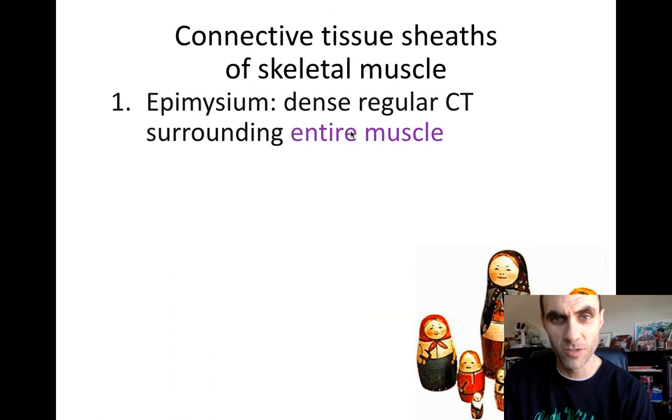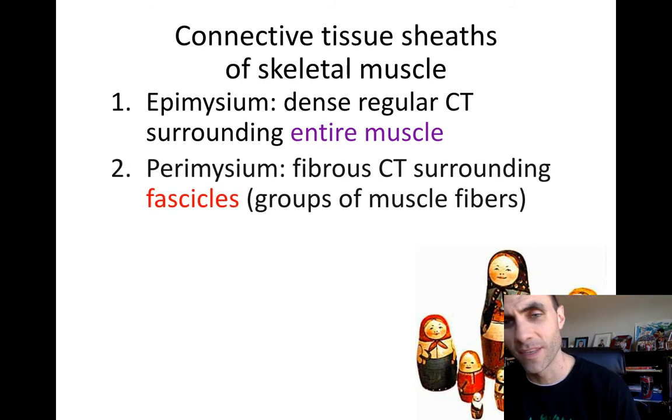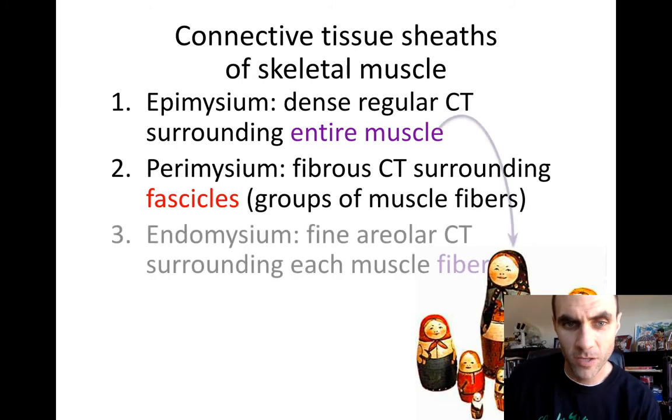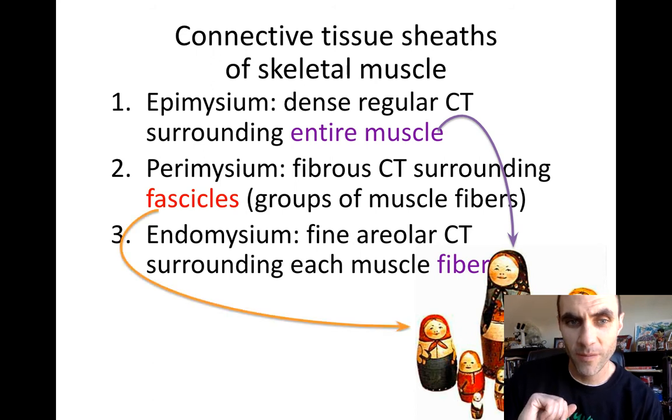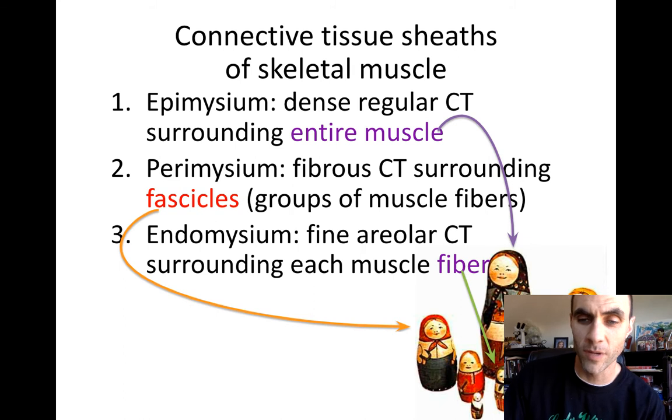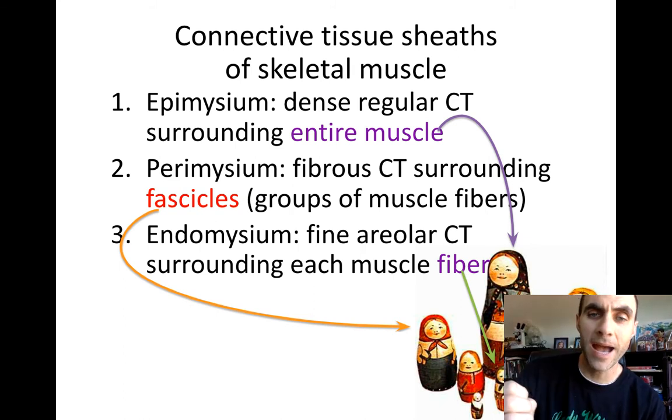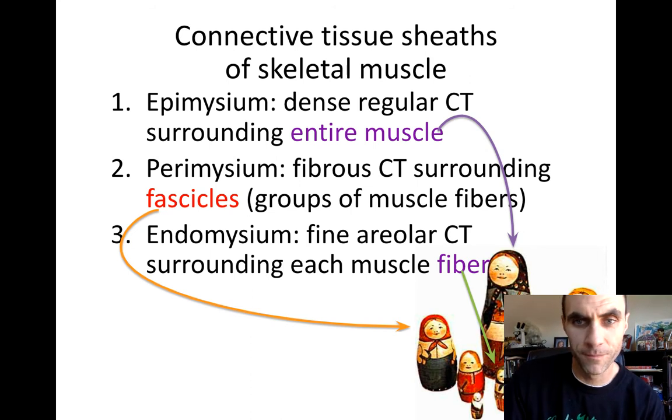Let's take a look. Oh, that's right, we'll do connective tissue sheaths of skeletal muscle. Don't spend too much time on this one, guys. I'm not going to either. You just keep it straight. The epimysium covers the entire muscle. Perimysium covers fascicles, and the endomysium is a connective tissue that covers each muscle fiber. So each of these is separated by a connective tissue surrounding.